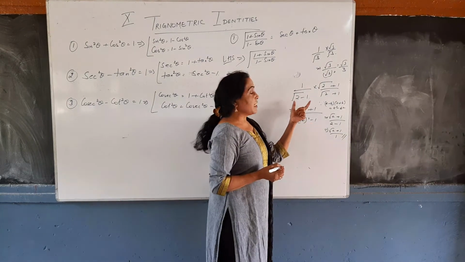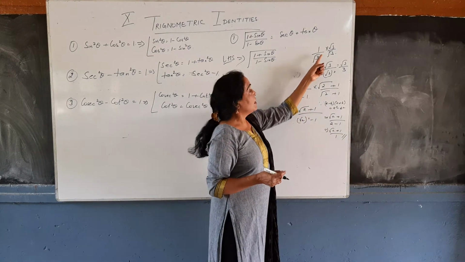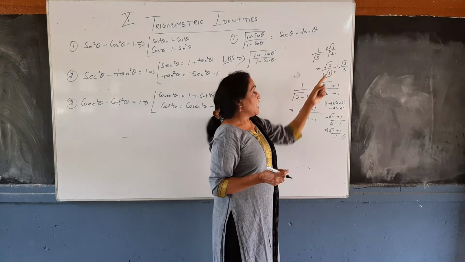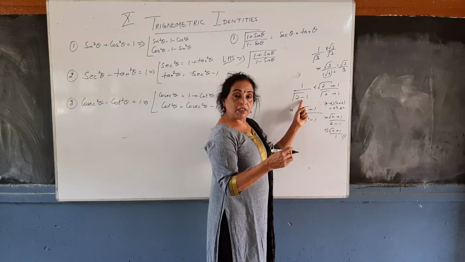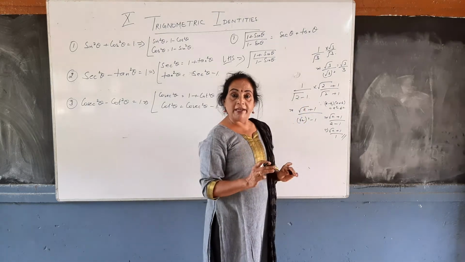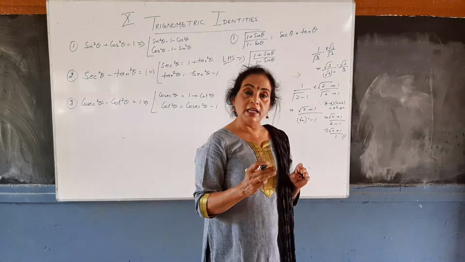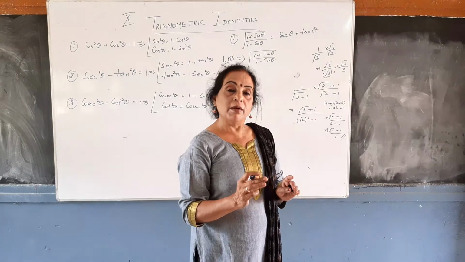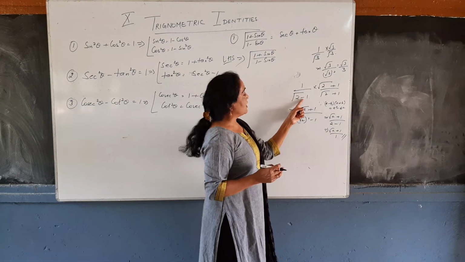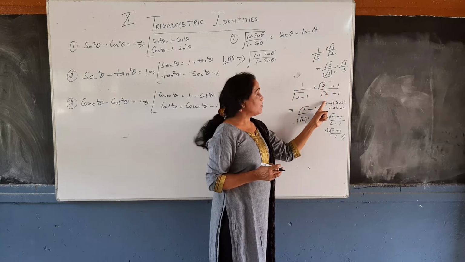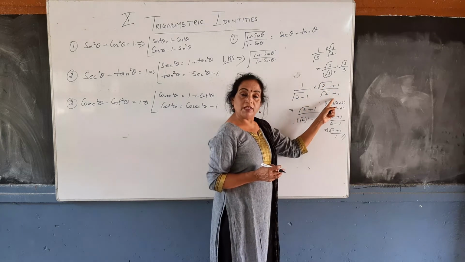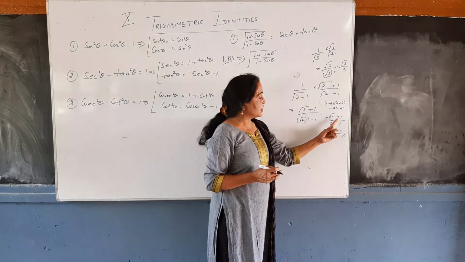If single terms are given in the denominator, we will multiply by single terms. If the terms are given with minus or plus, we have to take the opposite sign. If the sign is given minus, we will rationalize by plus sign. If plus is given, we will rationalize by minus sign. See here, root 2 minus 1 is given, we have rationalized by root 2 plus 1, or multiply and divide by root 2 plus 1, and then simplify by using this formula.